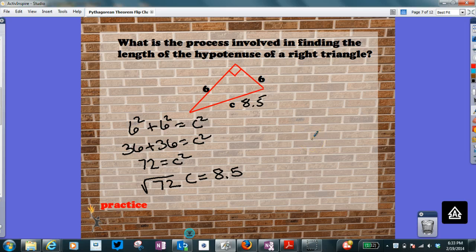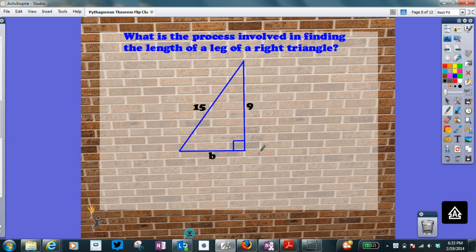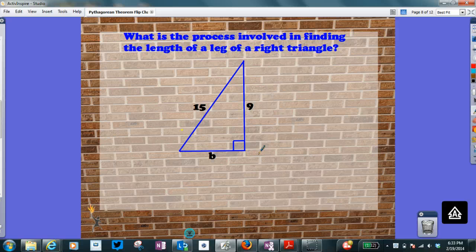And as you've worked through these, if you are starting to nail them, that is awesome. If not, go back to the very first slide where I actually explained each step, and you may want to rewatch that. Because now, if you've got a good understanding of how to find the hypotenuse, I'm going to switch it around a little bit. What if you're given the hypotenuse? So what is the process involved in finding the length of a leg of a right triangle using the Pythagorean theorem?